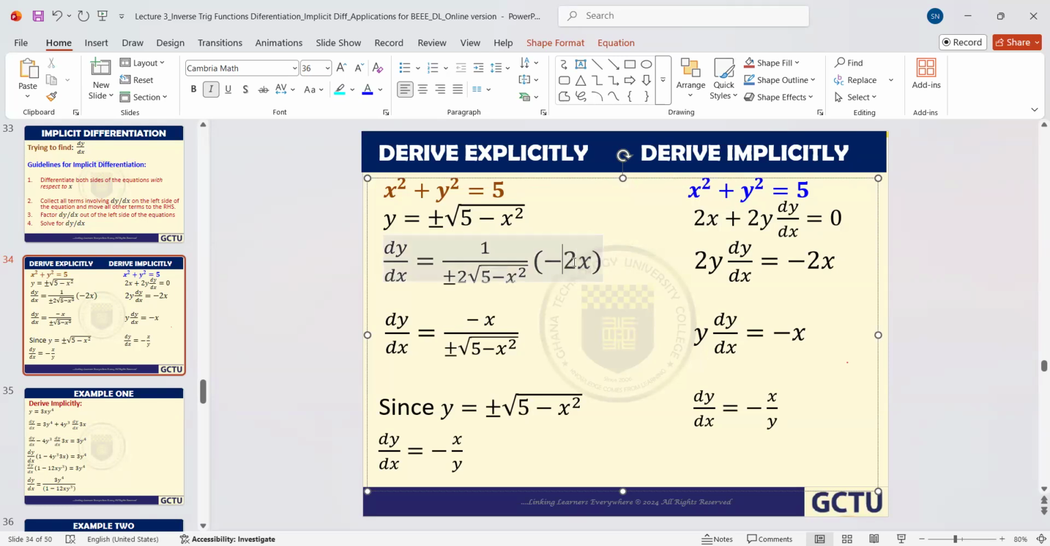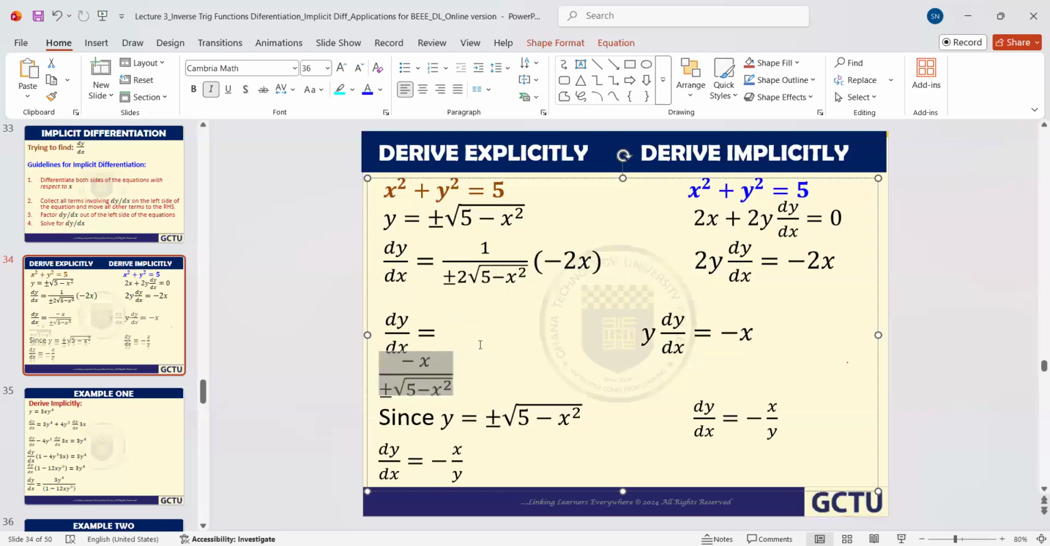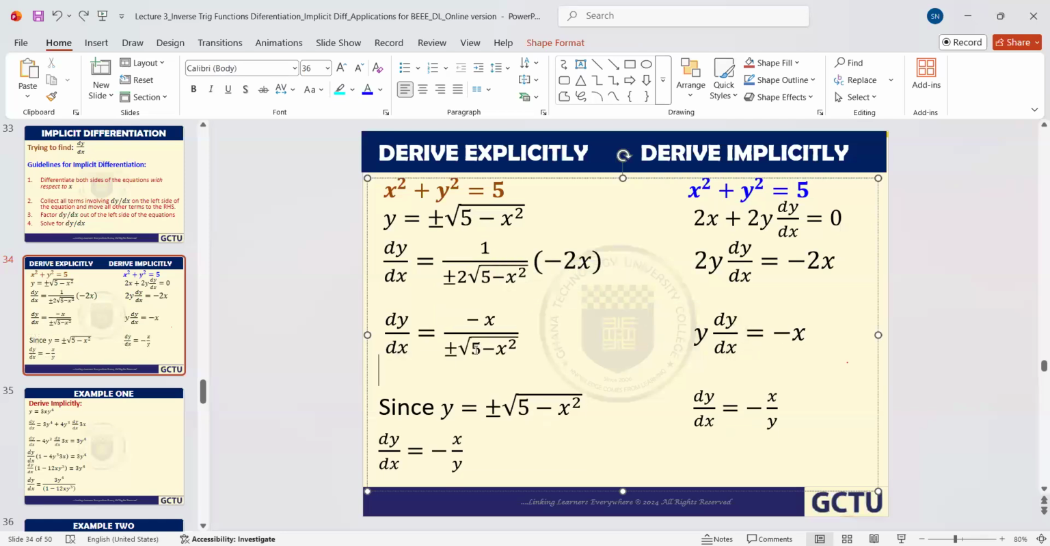Sorry, the 2 will cancel the 2 in the denominator. So the numerator becomes negative x, and the denominator becomes the square root of 5 minus x squared. But you already know that the value of y is given by plus or minus the square root of 5 minus x squared. So the denominator here will give you the value y. So the answer to the differential dy/dx becomes negative x over y.